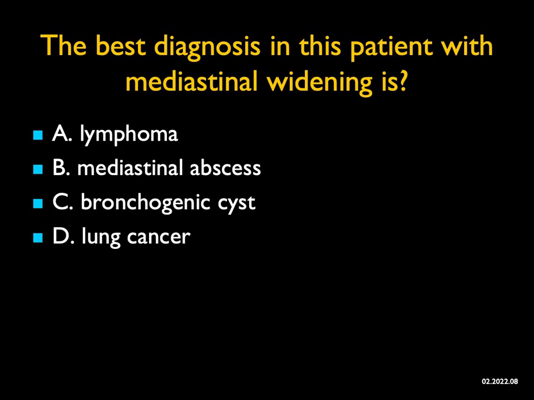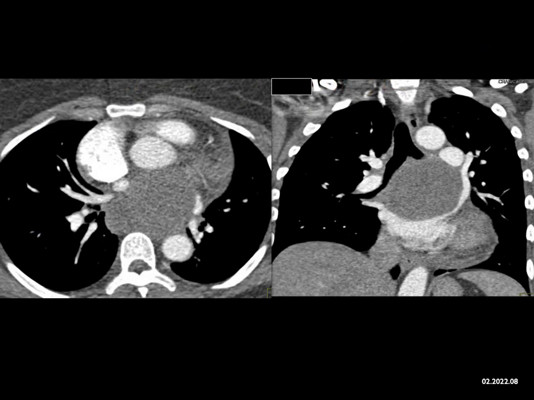The best diagnosis in this patient with widening of the mediastinum is, well, when you look, you see a large mass in the middle mediastinum extending to posterior mediastinum. It's homogeneous. It's low density. Lymphoma is a consideration because lymphoma is always a consideration, but they're usually more solid. It could be a mediastinal abscess, but there's no pleural effusion, there's no infiltrates, and mediastinal abscesses often have air, they're more irregular, and they're uncommon. It could be lung cancer, but it's so smooth and well defined that would seem to be less likely.